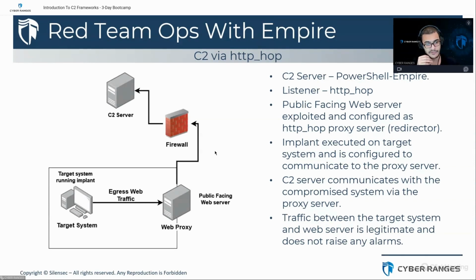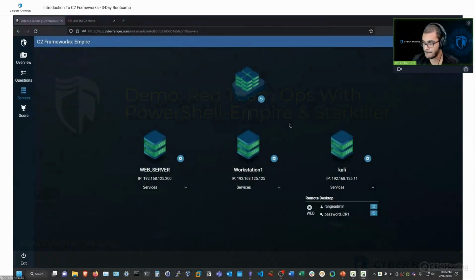And then we'll take a look at the second example, where we will be setting up a redirector to redirect the communication from the agent to our C2 server. So this will all be done within the lab.